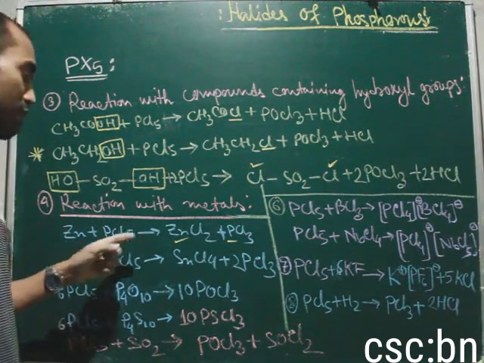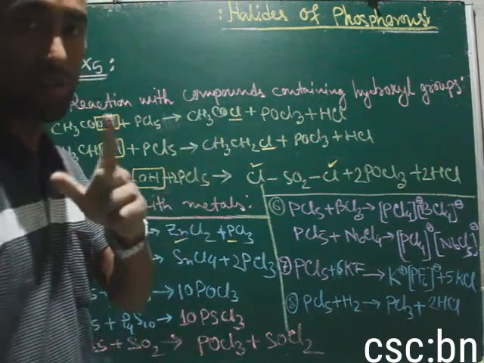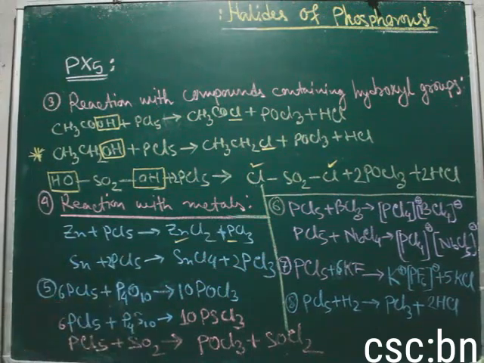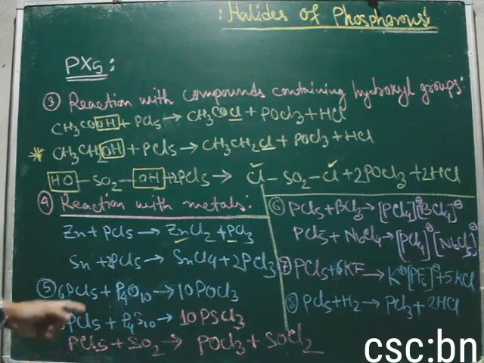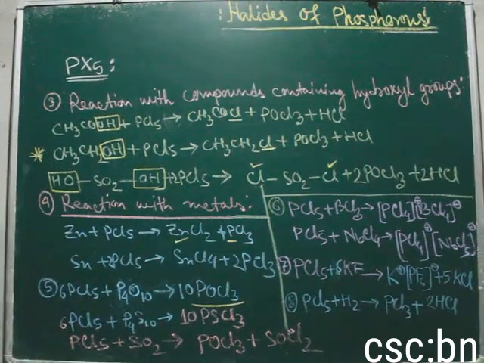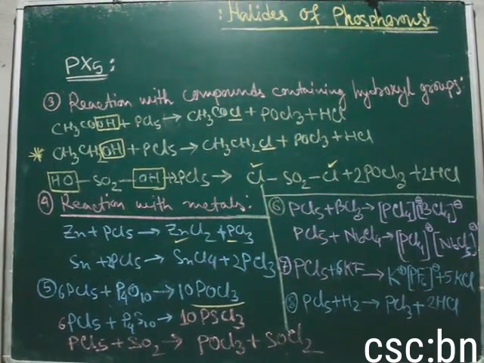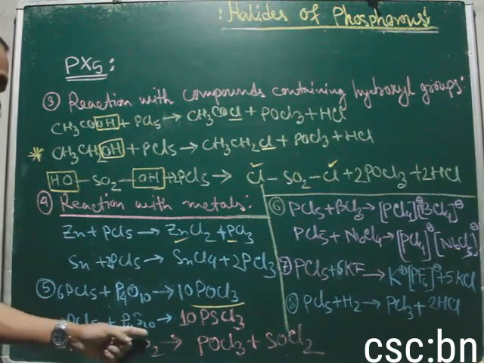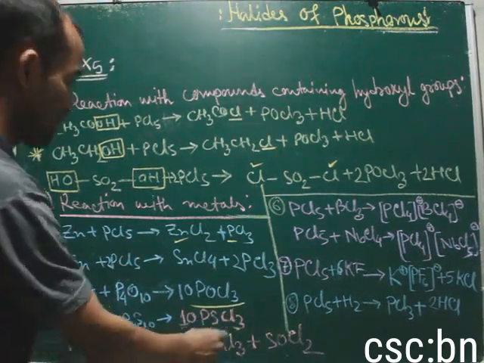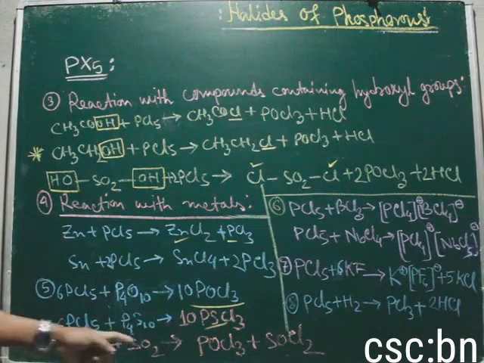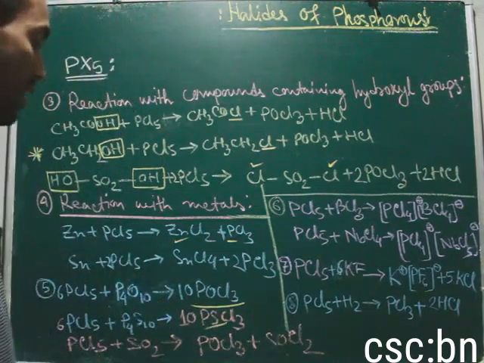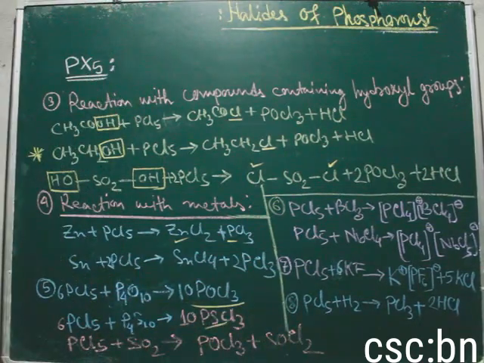Silver plus PCl5 gives silver chloride, AgCl, plus PCl3. Write it yourself. Now the next: phosphorus pentoxide, phosphorus pentasulfide, then sulfur dioxide. Phosphorus pentachloride reacts with phosphorus pentoxide to produce phosphorus oxychloride, POCl3. Similarly it reacts with phosphorus pentasulfide to produce thiophosphoryl chloride. Then PCl5 plus SO2 gives POCl3, phosphorus oxychloride, plus SOCl2.